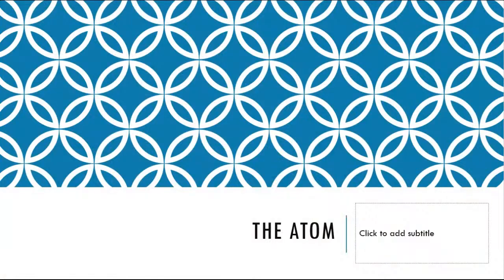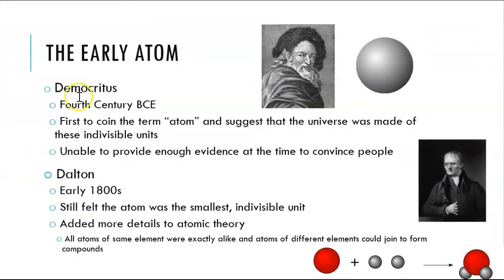First, there's this genius called Democritus. You might have heard of him before, but Democritus, he's from 400 BC, 4th century BC, so he's very old. But he's the first guy to come up with the term of an atom, and that the universe was made of these atoms. Okay?